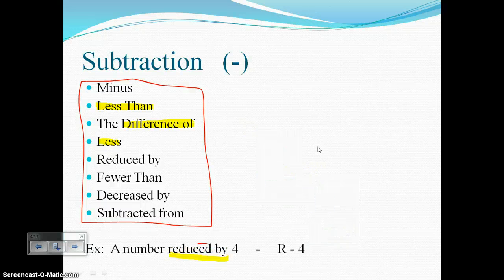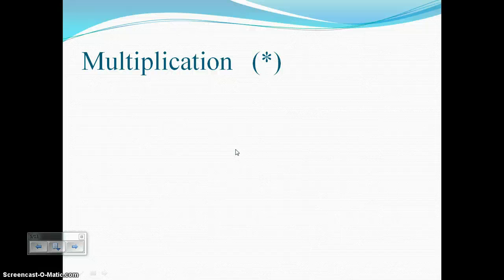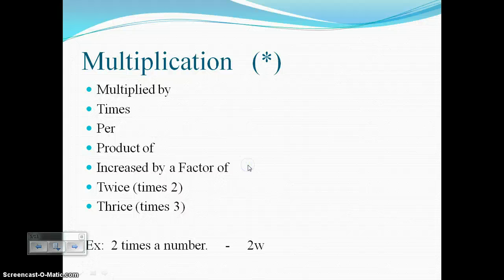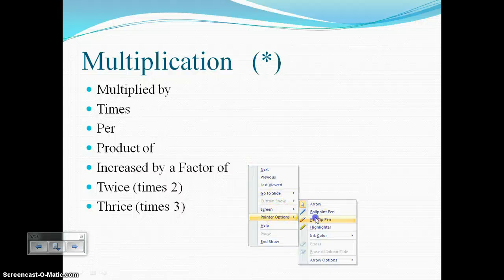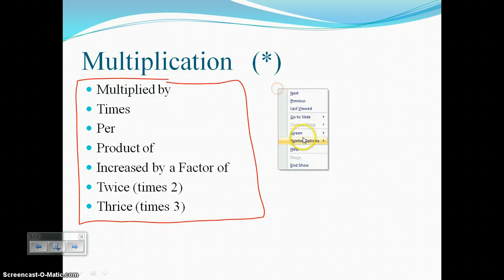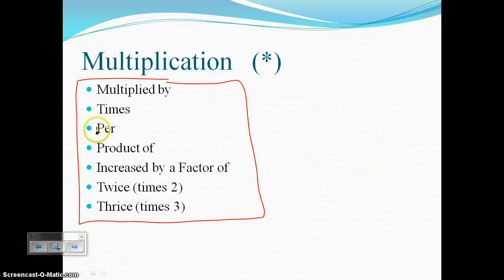Now, let's go and look at an example for multiplication. For multiplication, we have multiplied by, times, per, product of, increased by a factor of, twice, and thrice. Anytime you see any of these words, it means multiplication. The main ones that you'll see the most are per, product of, and twice. Remember, twice means to multiply by 2. So whatever it's talking about, multiply it by 2.